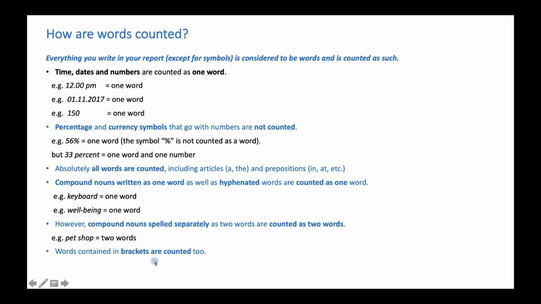Words contained in brackets are counted too. For example, sales went down sharply in August (by 3%). Although these are brackets, the words are also counted, so there are 3 words in brackets.